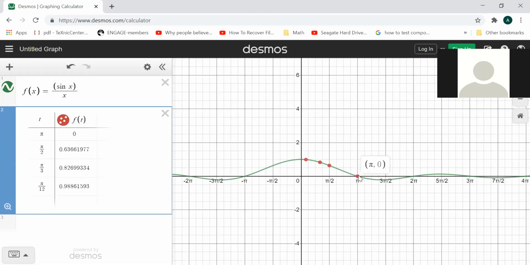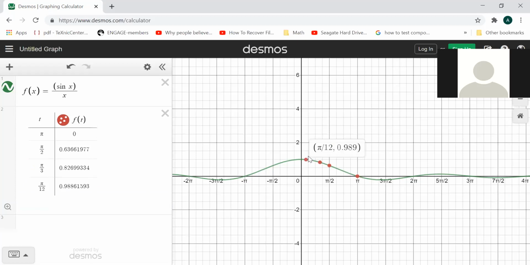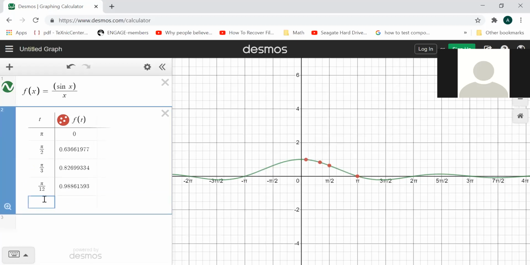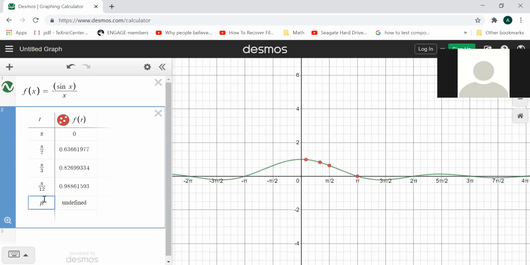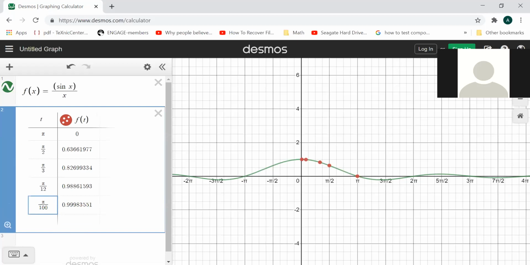You can see the points plotted on the graph. Look at how nicely they go towards my point here, which is at the top, and that's going to be close to 1. You can give values in this table very, very close to 0, something like pi over, let's say, 100. And it's really close to 1. Now look at that, 0.9998 something. So that's really close to 1.